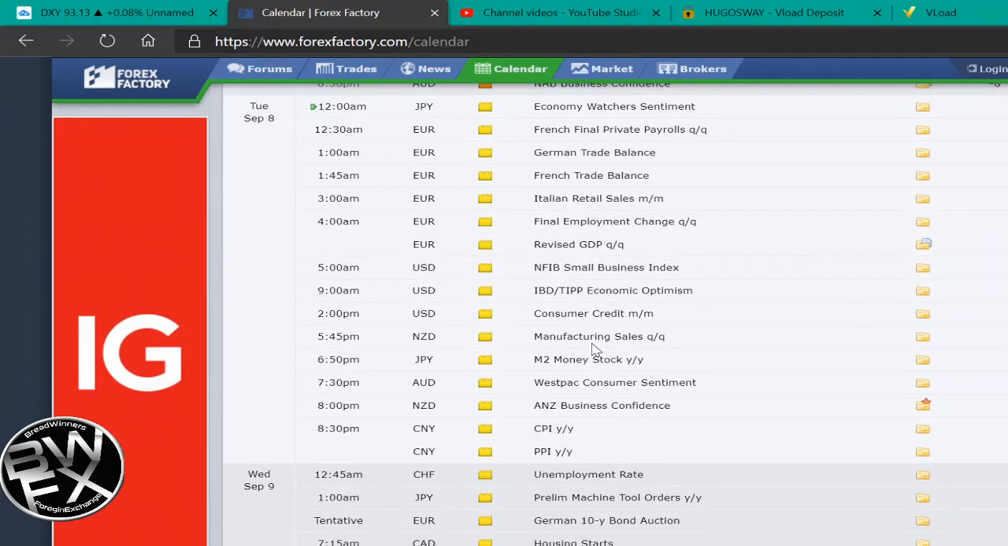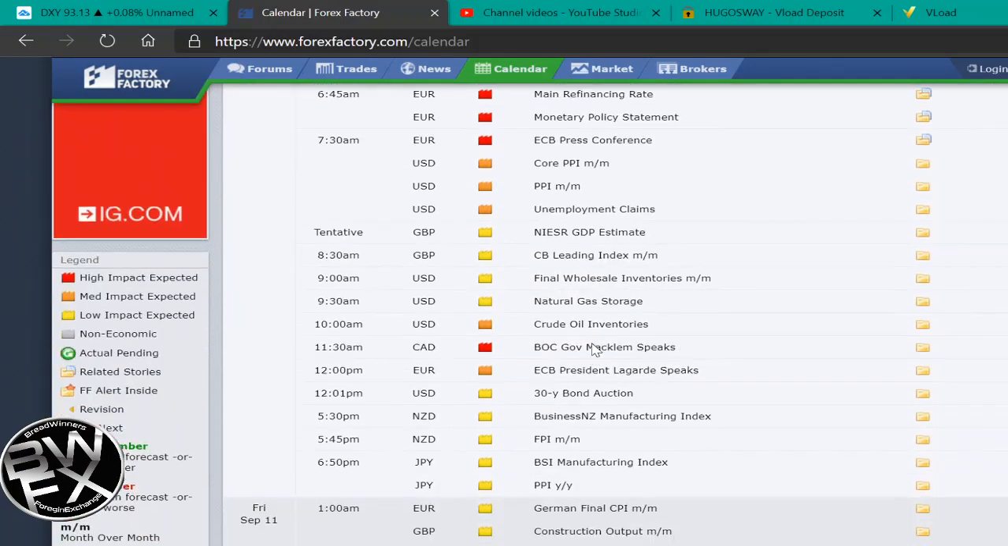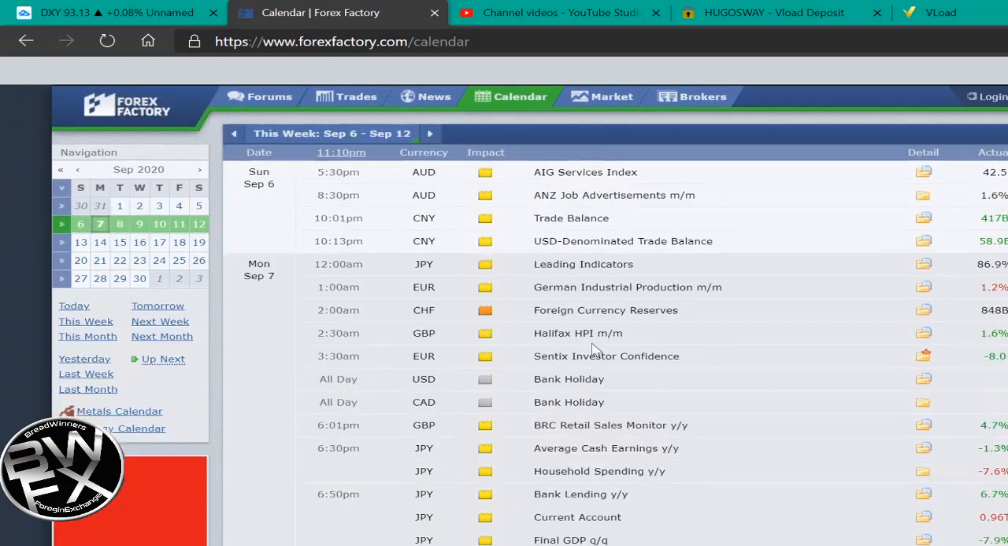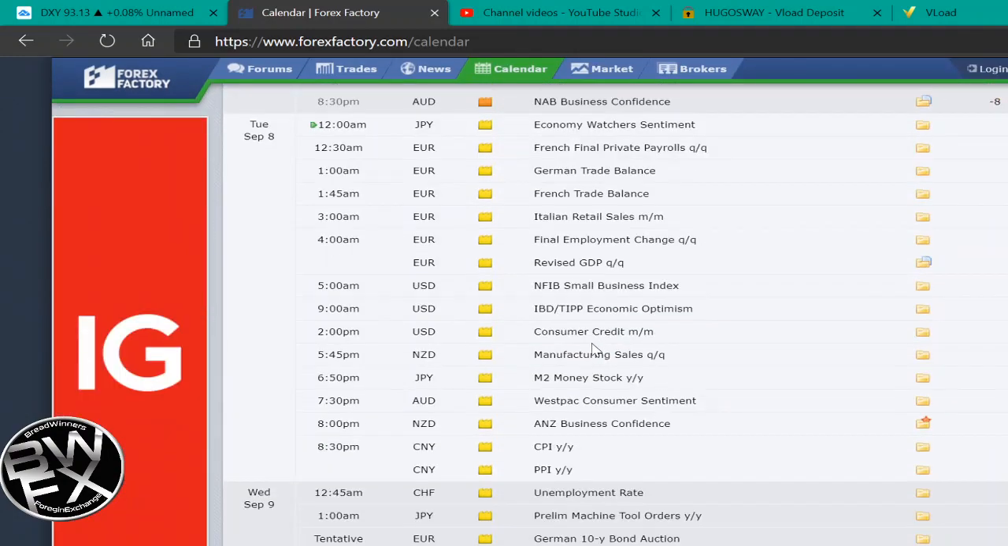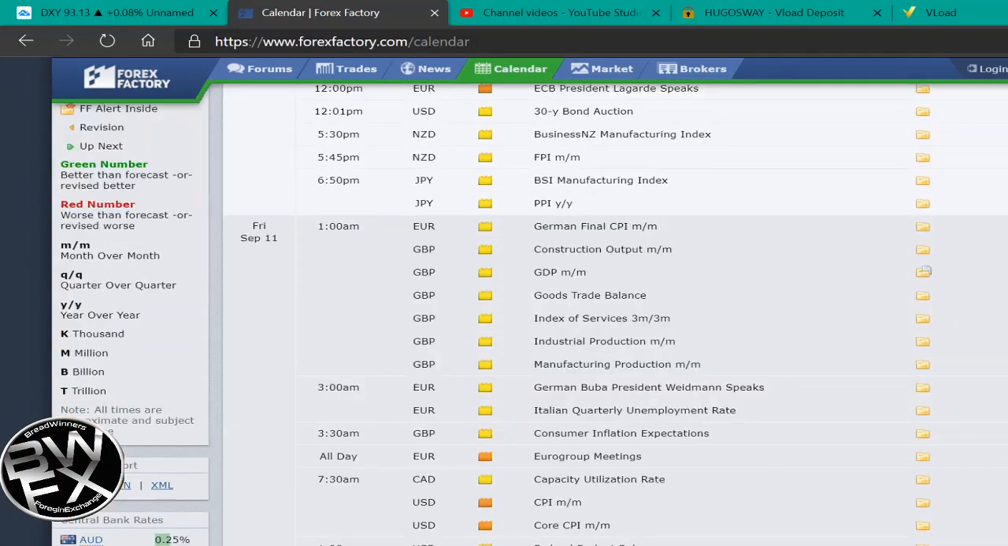With USD and CAD opening up tomorrow, I'm expecting some type of big impulse out of USD and CAD related pairs. Like I said, we don't have much news until Wednesday. Then we have some impact news on Thursday, and also a little bit from the euro and the USD on Friday.